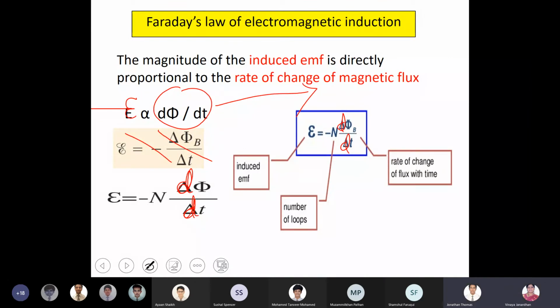Ma'am, is this one of the laws? This is one of the laws. Second, the negative sign will become the second law. We'll see what that means. What is the significance of the negative sign?